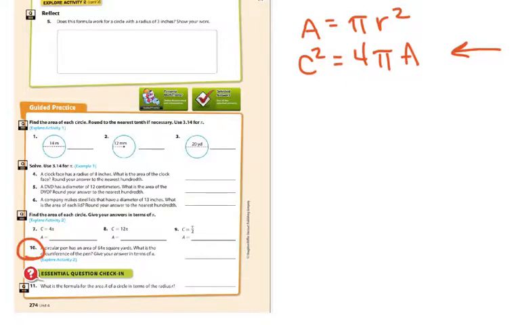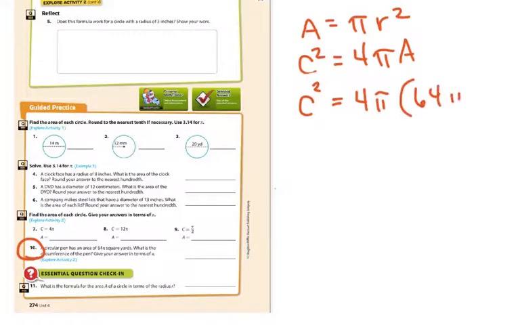A circular pen has an area of 64 pi square yards. So I'm going to include that in my formula, and so I'm going to say c squared equals, and this remains 4 pi, multiplied times the area, which is 64 pi. And that's a weird area to be given, so that could be causing some of your confusion. But I'm just plugging it in. My area equals 64 pi, and I'm going to use it the way that it is, okay?